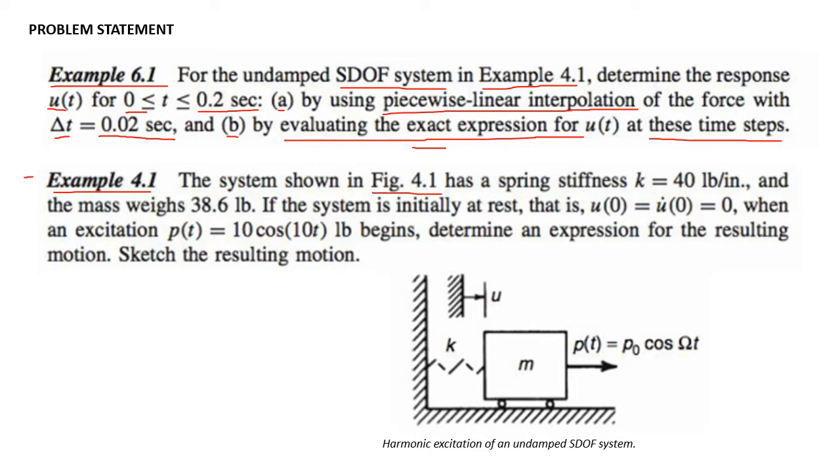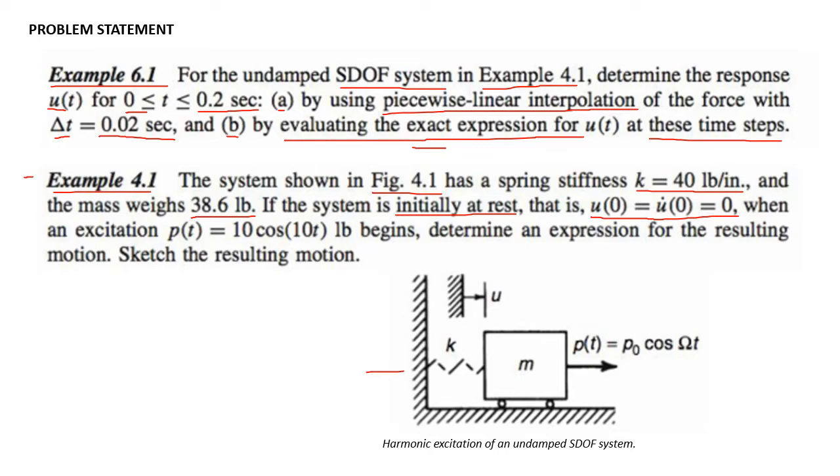shown down here in our figure 4.1. It tells us our spring stiffness k is equal to 40 pounds per inch. It tells us our mass weighs 38.6 pounds. Now, the system is initially at rest, so there's another piece of information they give us: u of 0, or u at time 0, is equal to u dot of 0 is equal to 0. So if our position is at rest here, our velocity is going to be 0 as well.